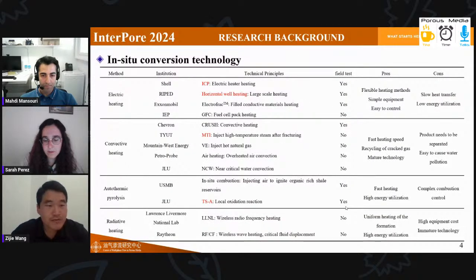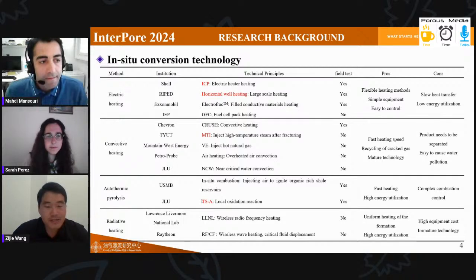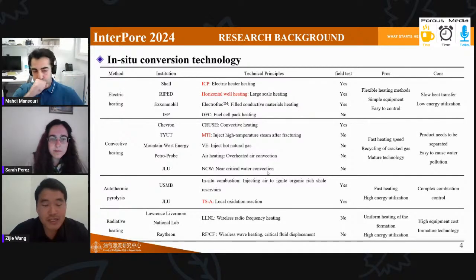The in-situ conversion technology can be divided into electric heating, convective heating, autothermic pyrolysis, and radiative heating, according to the heating method. Here, we choose 4 representative heating methods: the SAP horizontal heating well, MTI, and TSA as a research target.